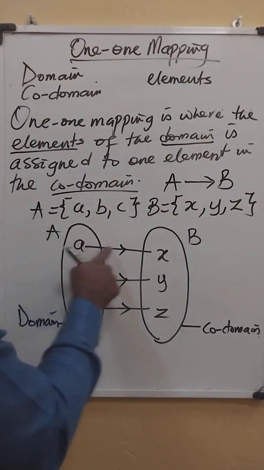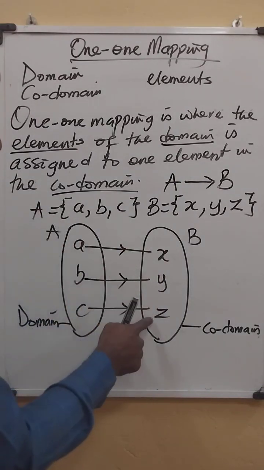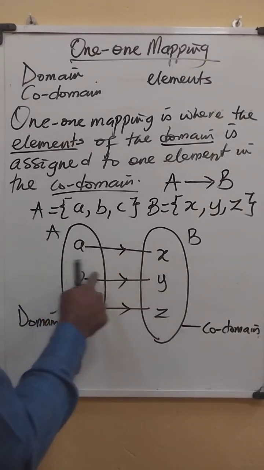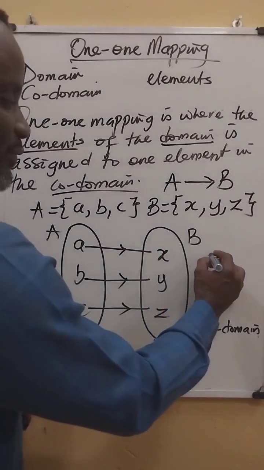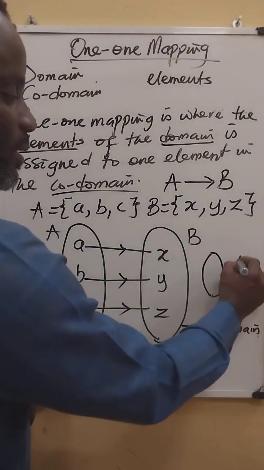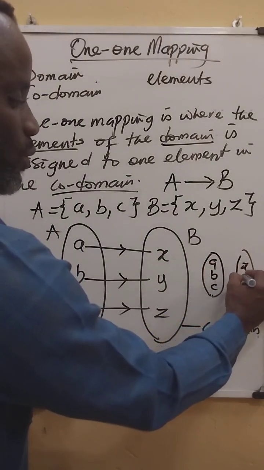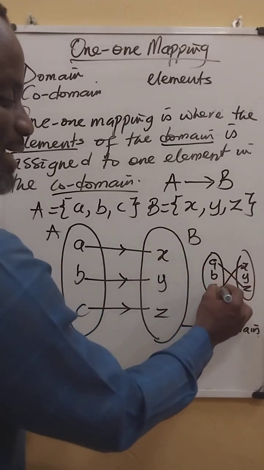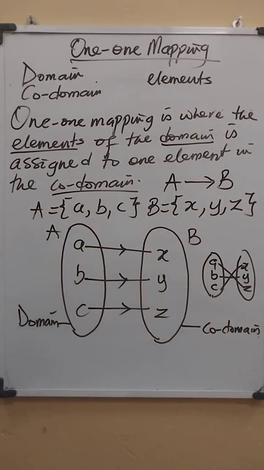Sometimes it mustn't be exactly this way, but there must be an assigning. A can be assigned to Z, and then C assigned to this, and this assigned to this. Let me take that again. For example, if we have it this way, let me draw a smaller one here because we don't have that much space. X, Y, and Z. This can be assigned to this, this to this, and this to this, provided they are assigned. That is what we call one-to-one mapping.